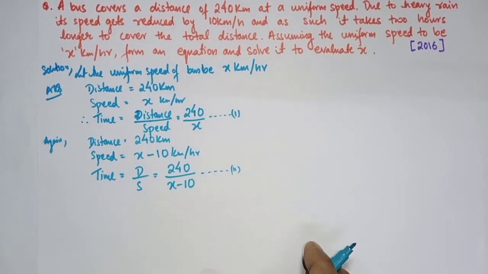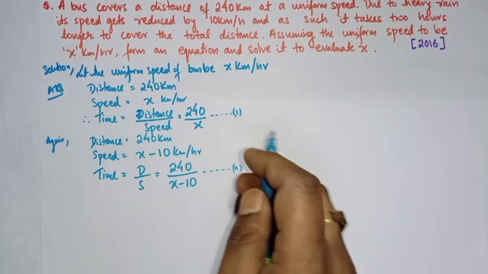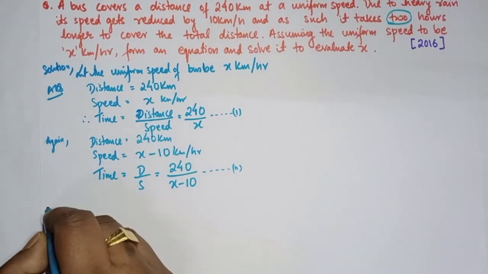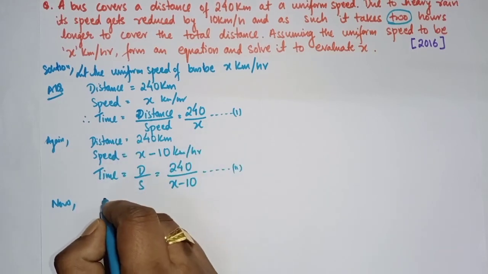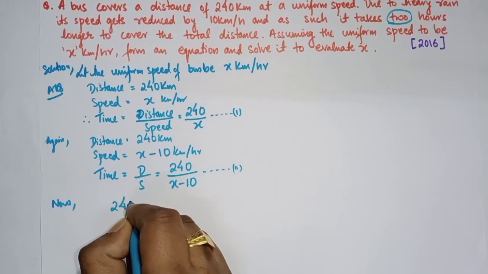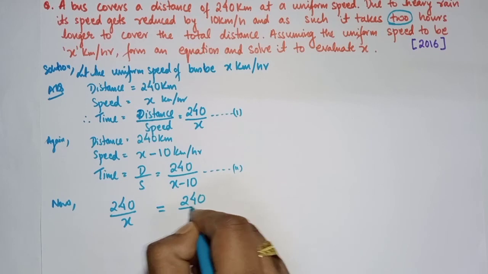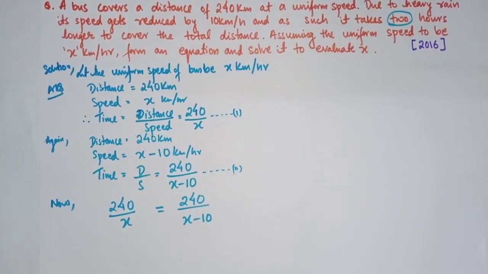Now I'll show you a trick on how to do this. Don't just think about what is given; you can see that 2 hours longer is given. Now I'll take both times as equal. To form the equation, 240 upon x equals 240 upon x minus 10. Now we have 2 hours. Which one is smaller, this or this? Which value is smaller? There you will add that 2.